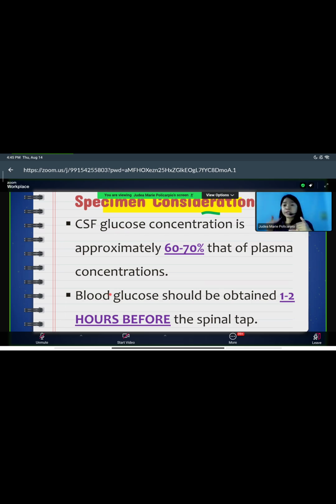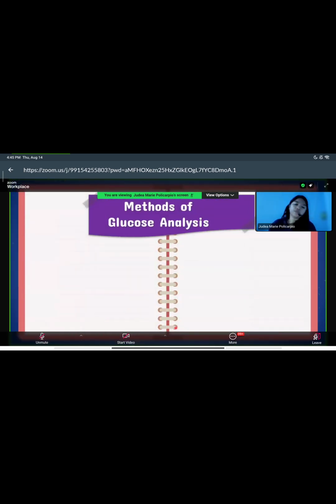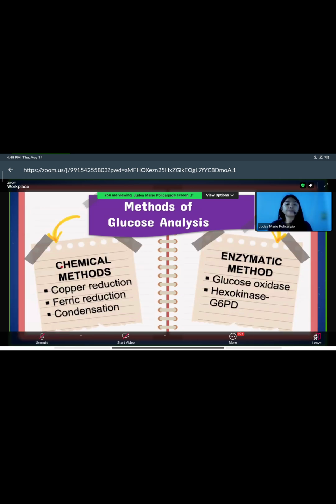Pero importante yung 1 to 2 hours na interval, ha? Para magkaroon ng equilibrium before collecting for the CSF na glucose. Okay? So, yun lang naman so far with the important specimen concerns natin, especially when it comes to the glucose analysis. Pero either way, now that we have the specimen, we can now begin the analysis. And in your notes, we have in there the different methods for glucose analysis. And we can split them out into two categories. Meron tayong mga sinaunang chemical methods at meron tayong mga makabagong enzymatic methods.